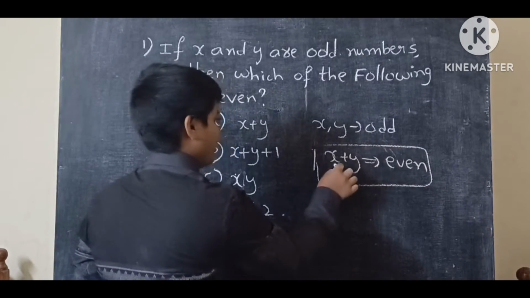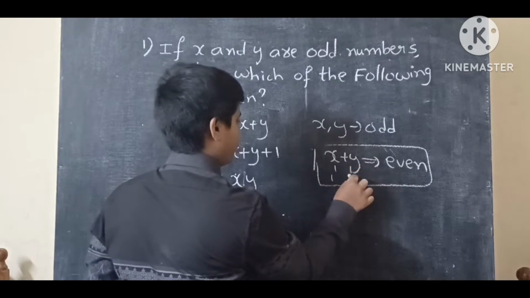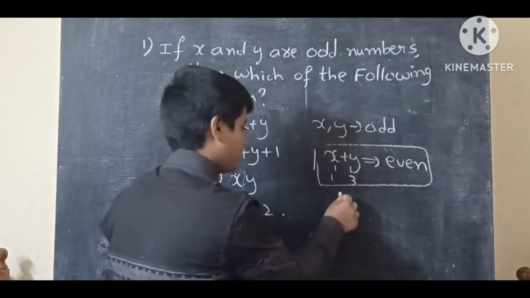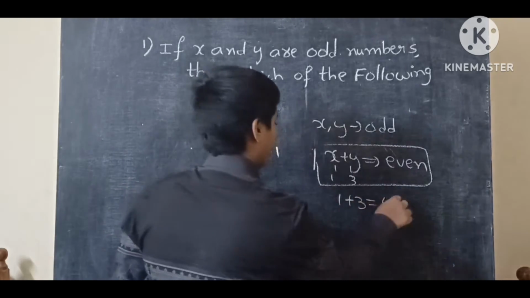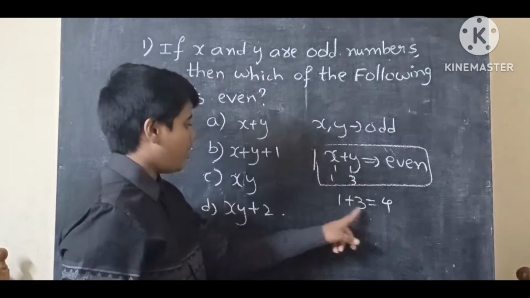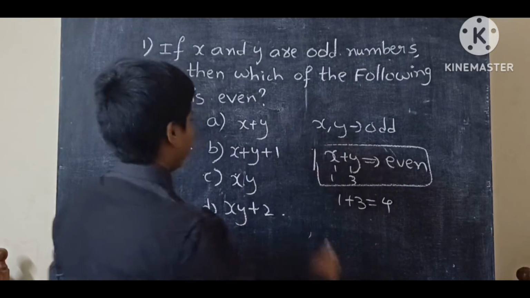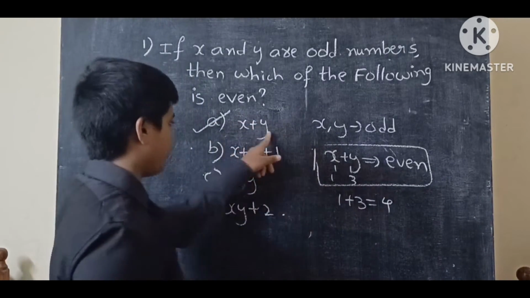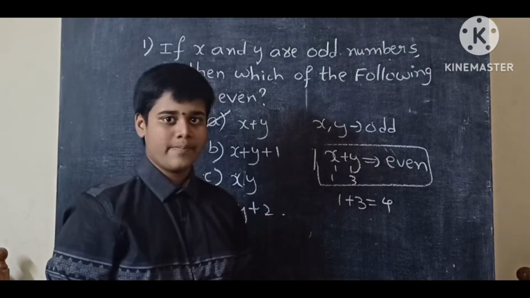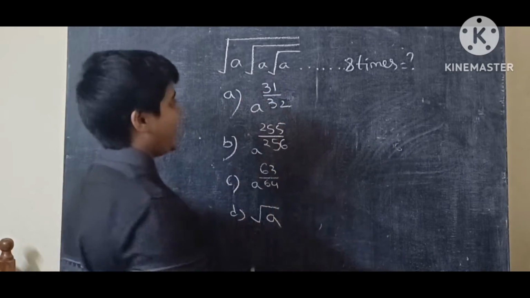So if I take x as 1 and y as 3 and add these, 1 plus 3 equals 4. See, if I add two odd numbers, the resultant is an even number. So here the correct option is A because x plus y is even.